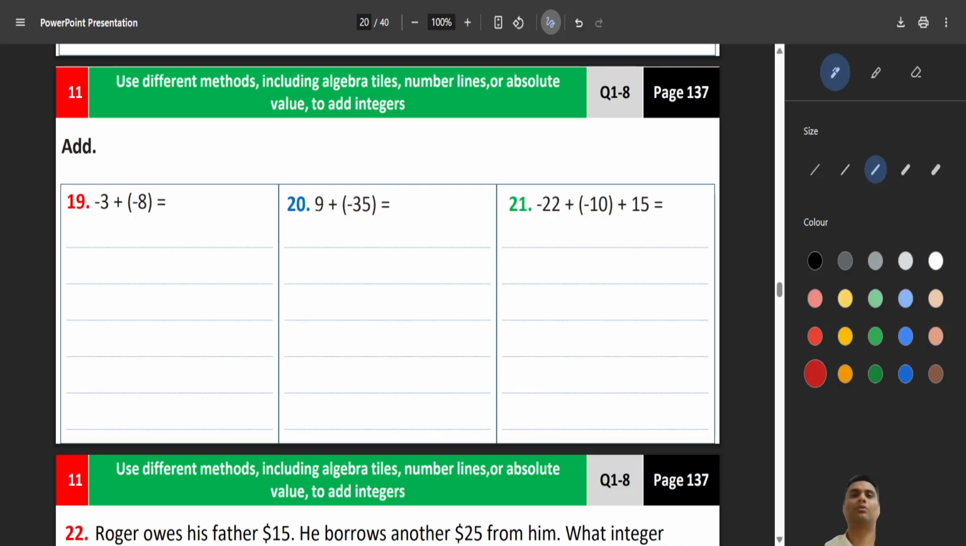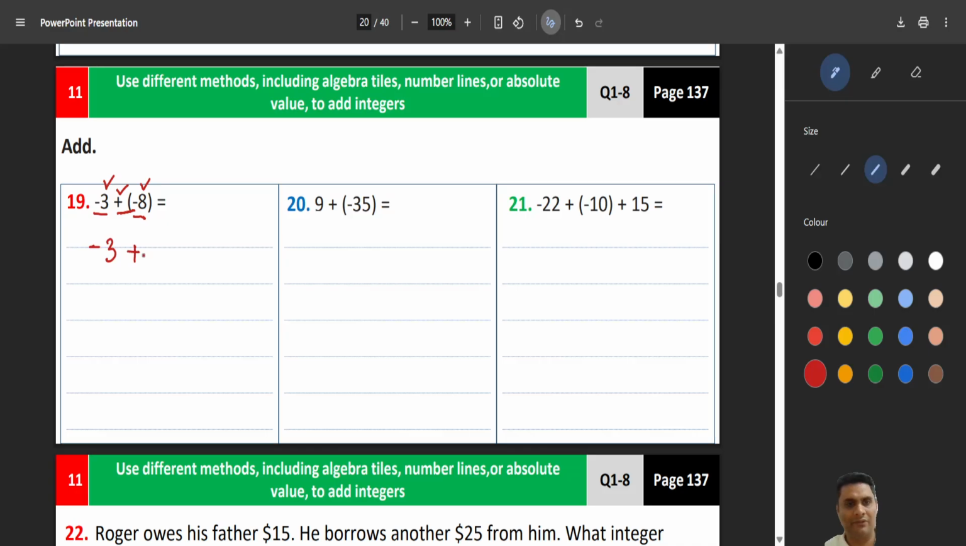Okay. Question number 11 is based on addition and subtraction. First of all, I will tell you the rules with the help of this question only. Here two numbers are given, -3 and -8, and we are trying to add them, right? What are the rules? Two signs cannot come together without a number. Let me write it here.